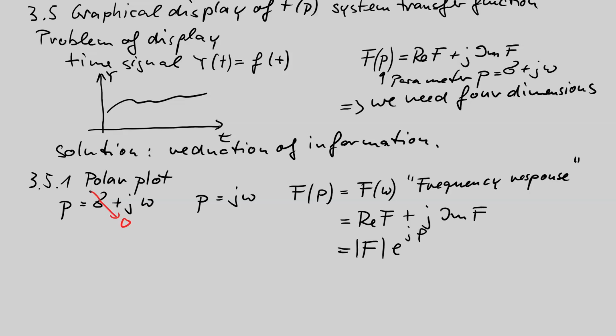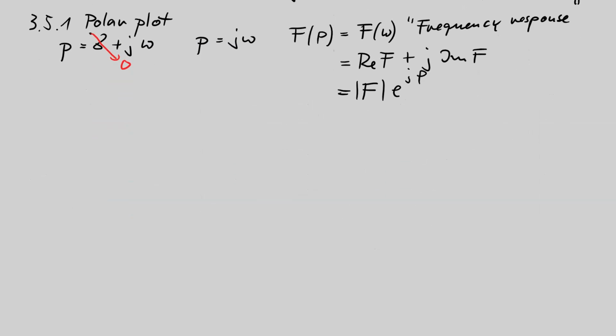Okay. The polar plot now draws the value, the complex number F, in the complex plane, the complex F plane. Complex F plane means this is the real part of F, and vertically we have the imaginary part of F. So we have a two-dimensional display, but we have here a value, here a value, and the parameter is omega.